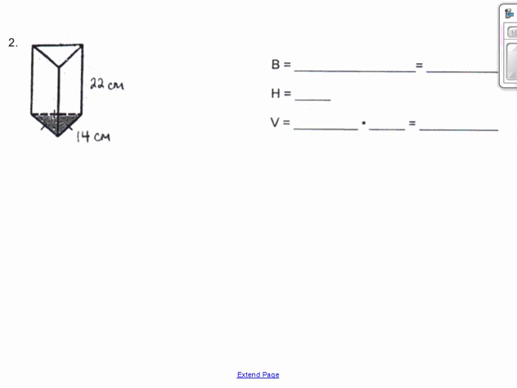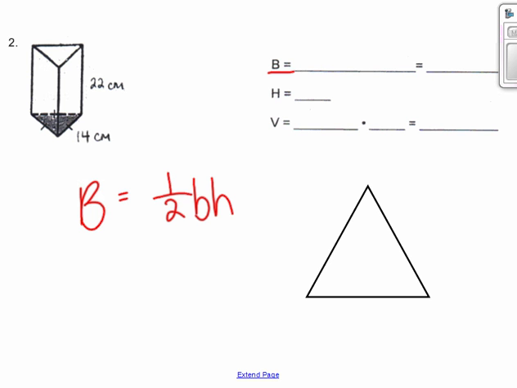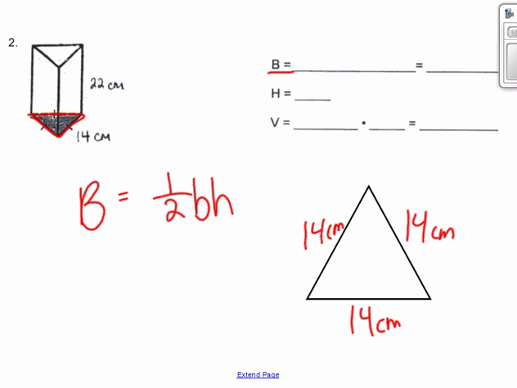Okay. Now here's another one. Big B is the area of the base, and the base is a triangle, so 1/2 base times height. To help me out, I'm going to draw a picture of this. This is the base, and it looks like each side is 14 centimeters by these tick marks here. So that's an equilateral triangle. When I figure out the base, it's 1/2 base, so that'd be 14, just the length of the side, and the height I need to figure out.